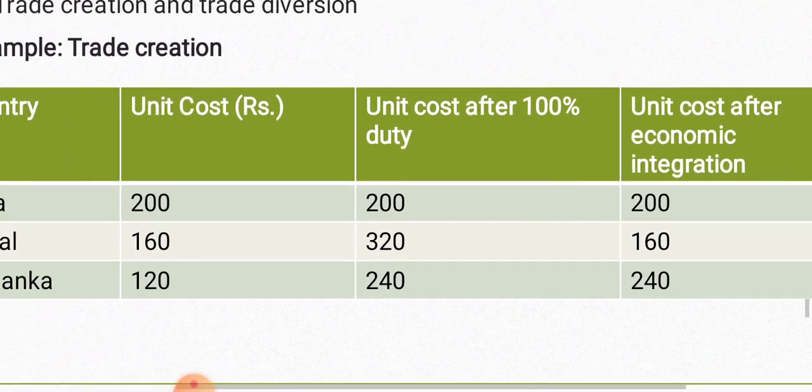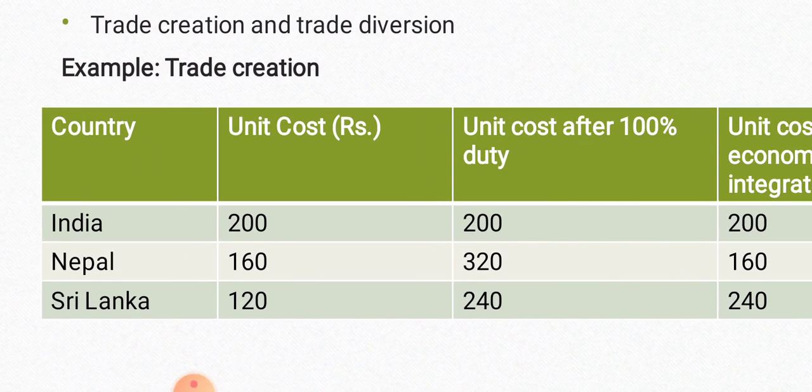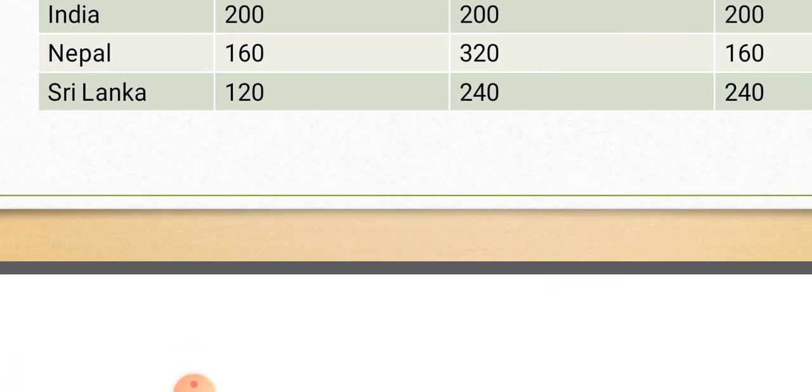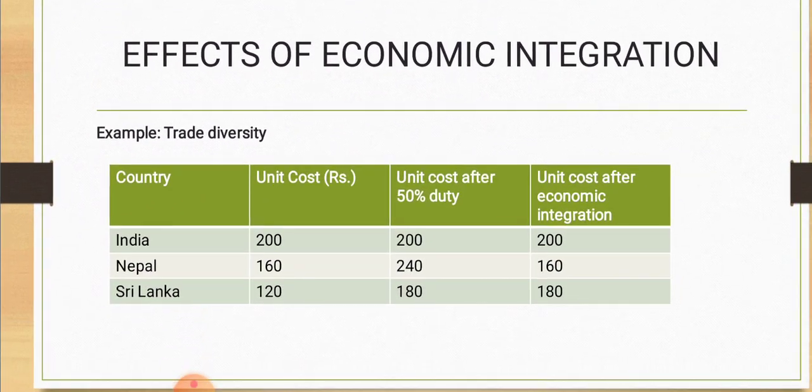So this is called trade creation. A trade is created between India and Nepal. This is the result of economic integration. Now let's do another example, that is how it leads to trade diversion. So let's just take this example.